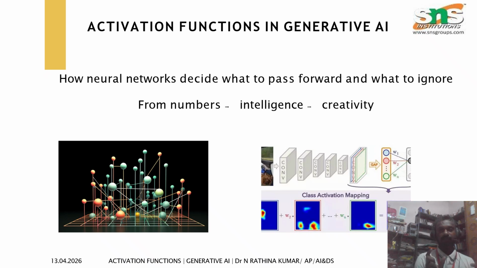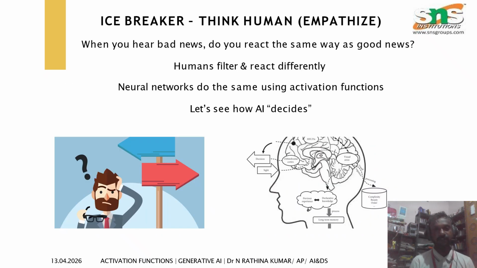Before we see the next one, I'm going to give this point: how the neural network decides what to pass forward and what to ignore from numbers. So next we are going to see this, empathize. When you hear bad news, do you react the same way as to good news? Humans filter and react differently. Neural networks do the same using the activation function. With the help of this, we can easily understand that.